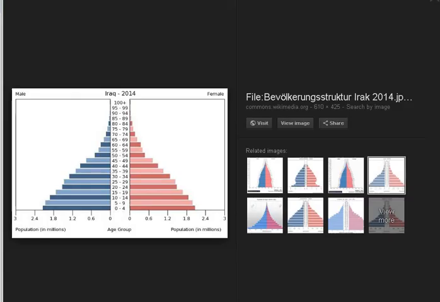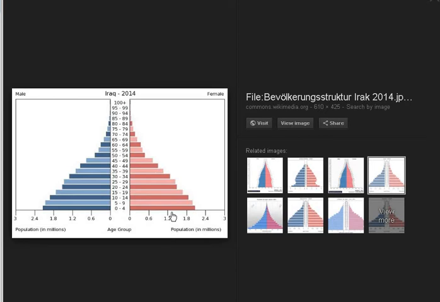So what we see here on this population pyramid is that on the left side is males, on the right side is females, and if you look up here, this is Iraq in 2014. Then if you look here, these are how old people are. So how many people are 0 to 4? You can estimate about 2 million boys and about 2 million girls.